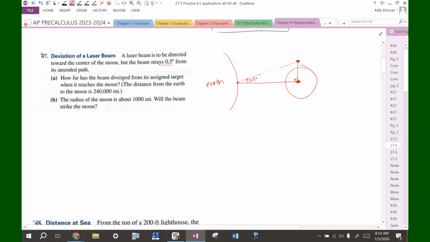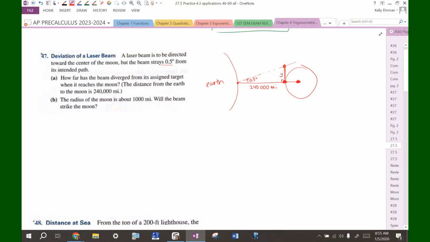Part A says, how far has the beam diverged, which just means strayed from its intended path. What is this distance when it reaches the moon? The distance from the Earth to the moon is 240,000 miles. All right, so what we're looking at is actually this. The distance from the Earth to the moon is 240,000 miles. So maybe instead of drawing my right triangle that far, I should have gone this way. If we're only measuring to the moon, we're saying, all right, by the time we get to the moon right here, how far off the path is it? It should be right here when we hit the moon, but how far up is it actually? Let's call that y. It's a vertical distance. I could use a as well because it's part A, whatever.